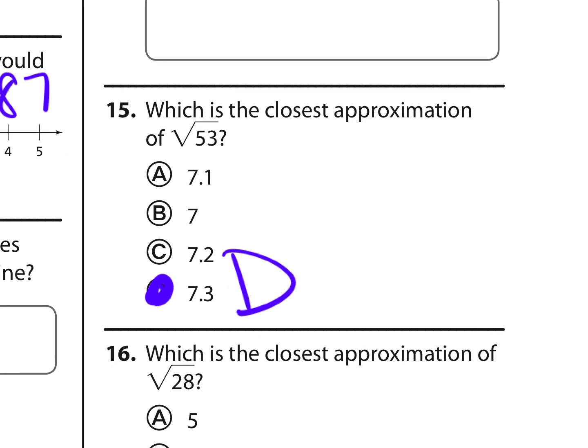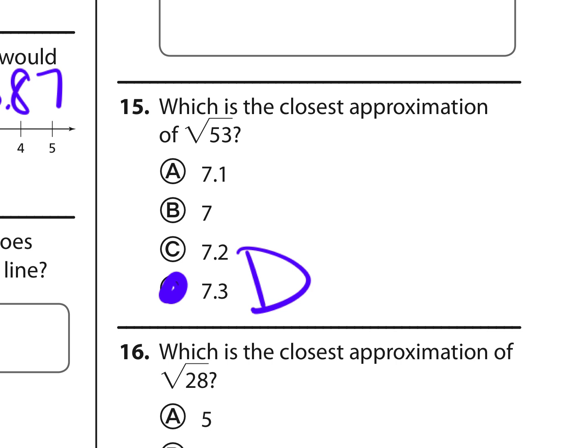And then last, number 15, square root of 53. When I type that in the calculator, I get 7.280 dot dot dot. And these are rounding to the 10th place in our answer choices, so I'm just going to look at that and say, okay, that 8 would make the 7.2 round up to 7.3, and that's where we get choice D.